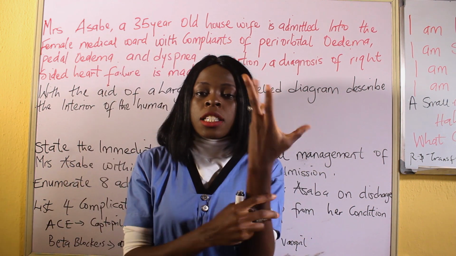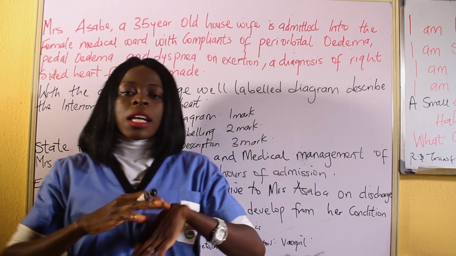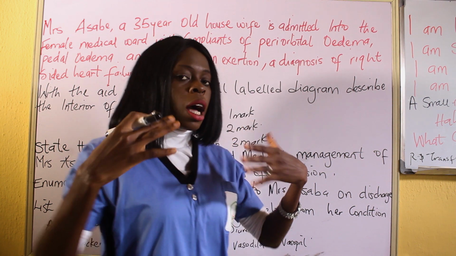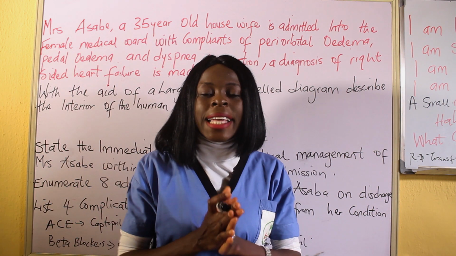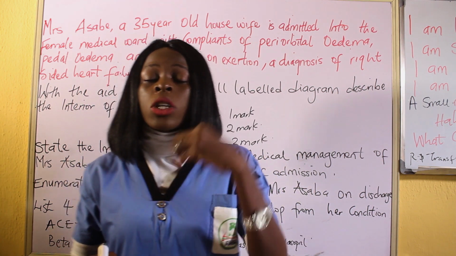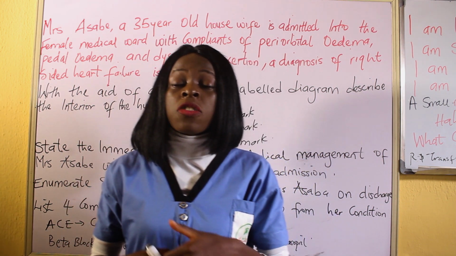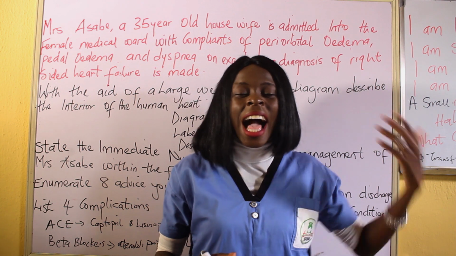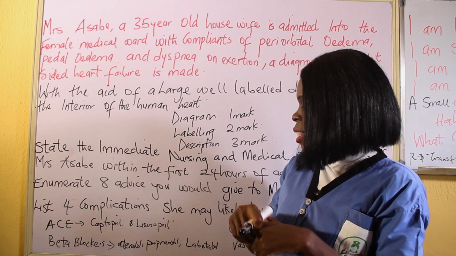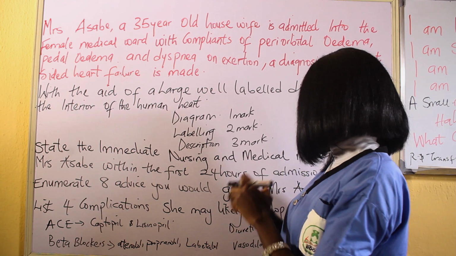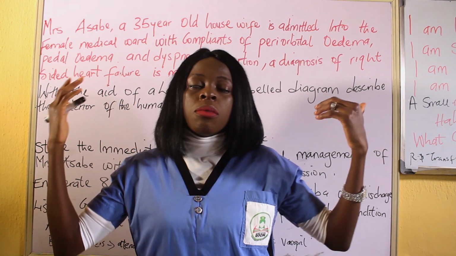Then we have your diuretics. Remember there's edema, so we need to take that diuretic so as to reduce the edema and the fluid will go out. Then we have vasodilators that will help us to dilate the blood vessels. So these are some of the medical management for right-sided heart failure.